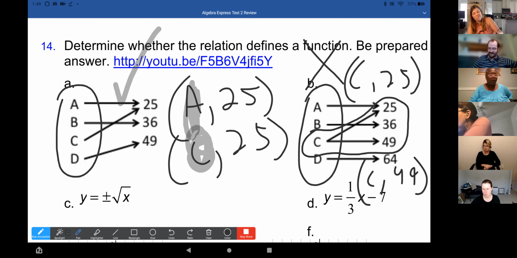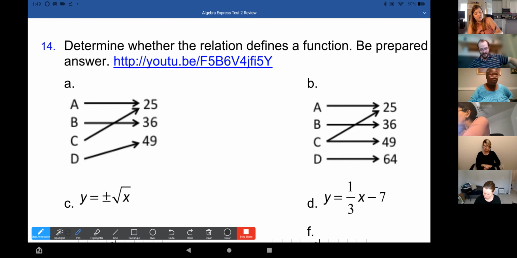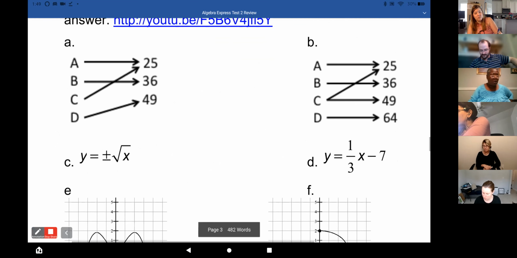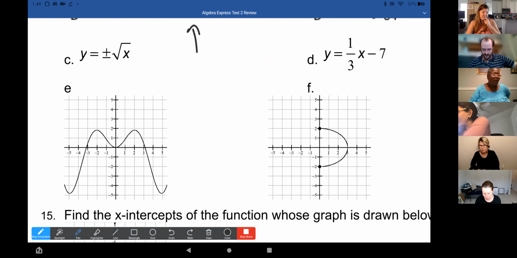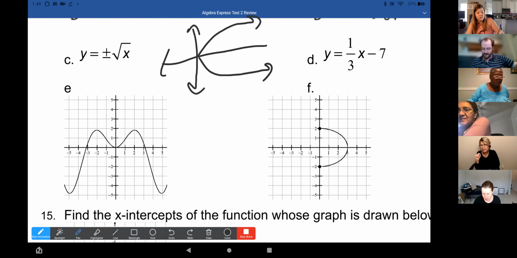I'm not a big fan of these, if I'm being honest. I feel like we're going to do more with graphs symbolically. I'll give you all a little hint with this one: this is both the positive and the negative square root.